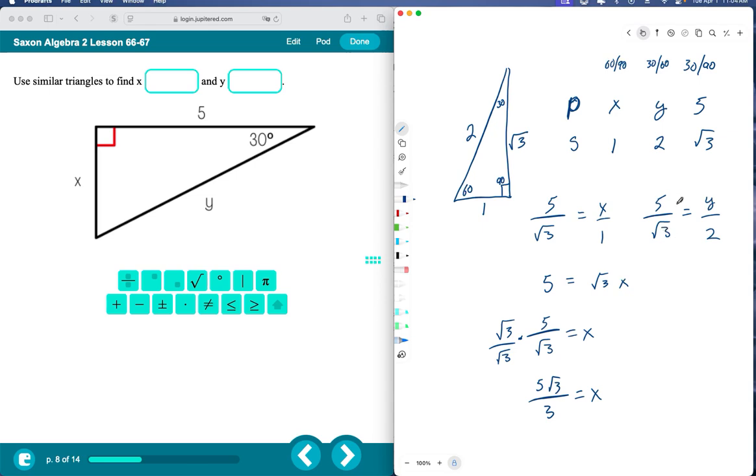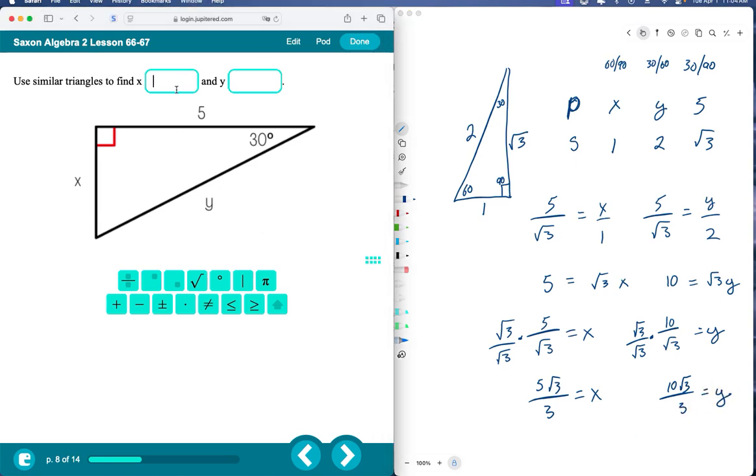Same thing over here. We have 5 times 2 is 10, over square root of 3 equals y. That gives me 10 over square root of 3 equals y. We can't have a square root in the denominator. So 10 times the square root of 3 over 3 is the value of y. That's what we type in.